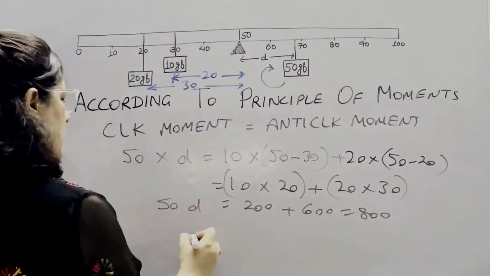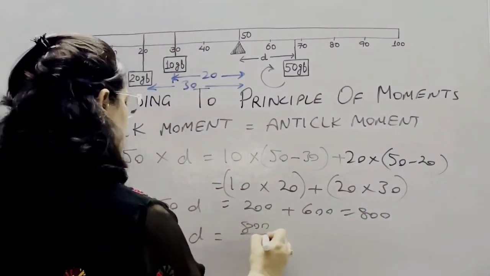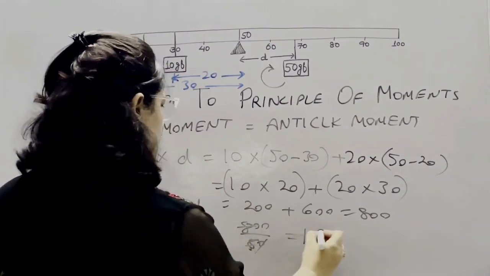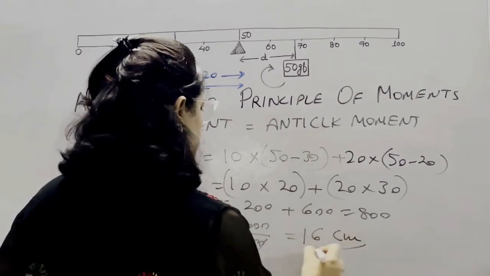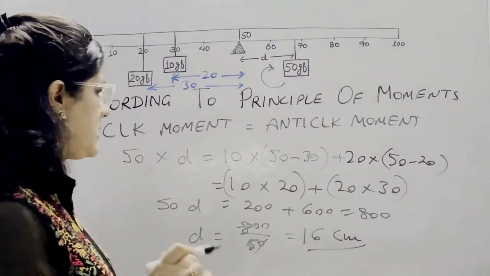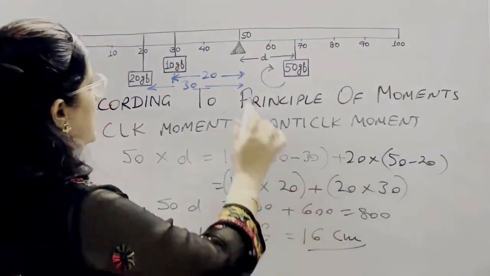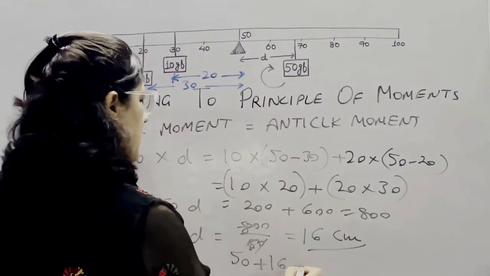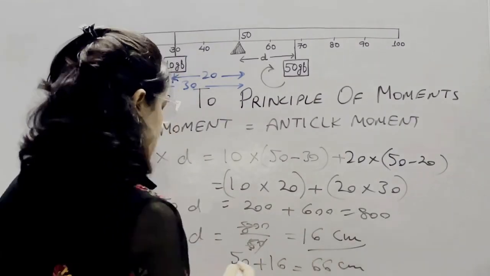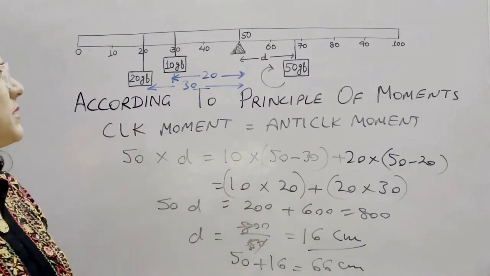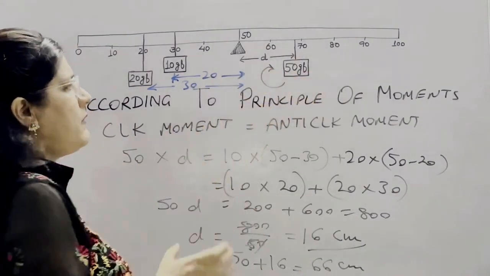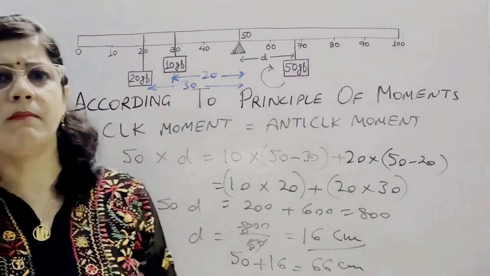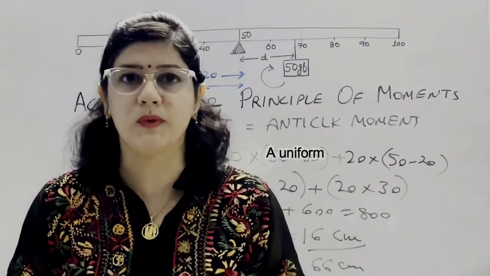Now 50D is equal to 800. So D is equal to 800 divided by 50, which is 16. So 16 centimeter. But 16 centimeter is not the answer. The answer is 16 centimeter on the scale on the right hand side. So it is 50 plus 16, which means 66 centimeter mark. If at 66 centimeter mark we place a weight of 50 GF, then it will balance the anti-clockwise moment and clockwise moment, and this meter rule will be in equilibrium position.